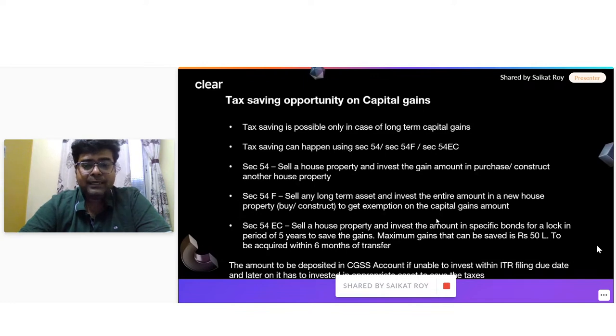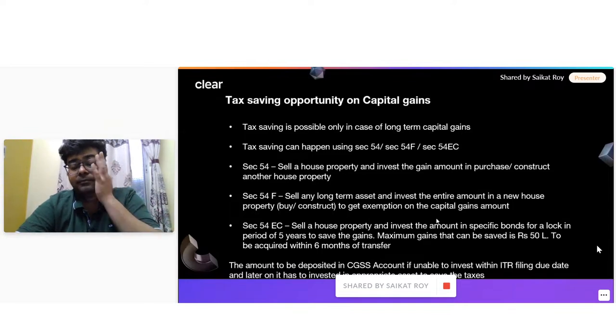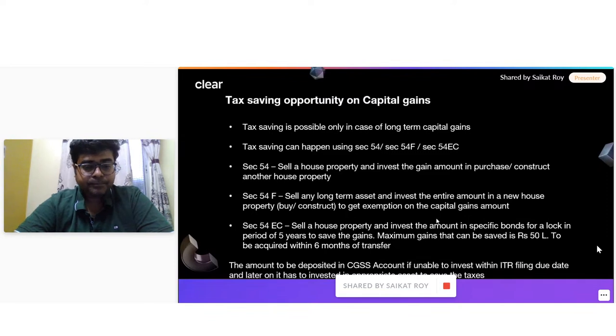Right? So if you are investing in these bonds, then your gains will be exempted. However, the point to be noted is, you need to stay invested in these bonds for a period of 5 years, right? If you are breaking the lock-in period of 5 years, in that case, the entire gain amount will be taxed in your hand. Furthermore, these bonds will give you certain interest. That interest amount will be taxable in your hand as interest income.